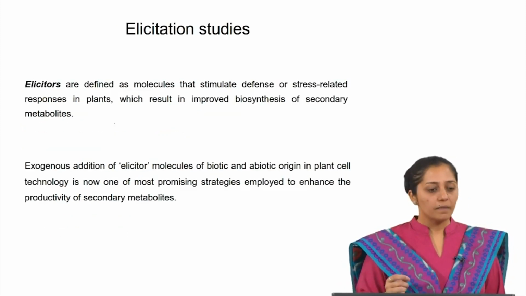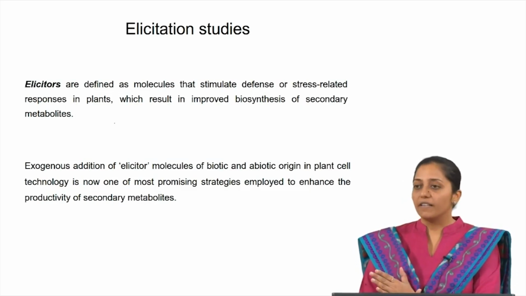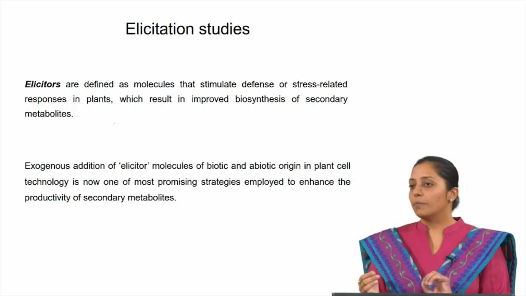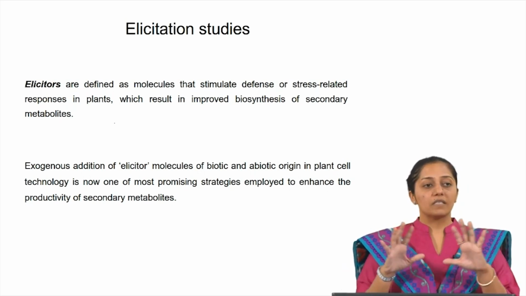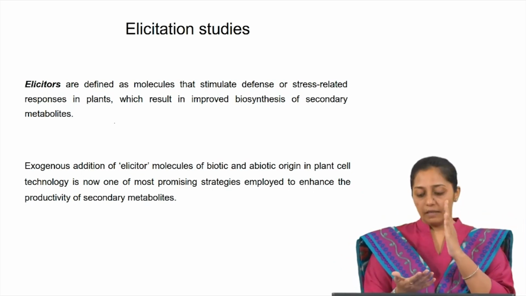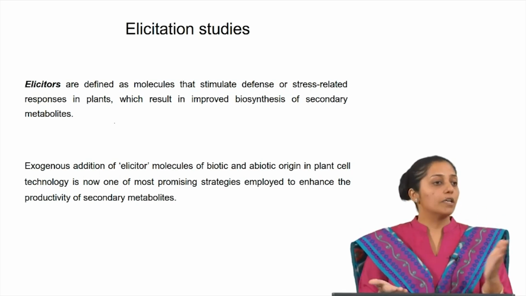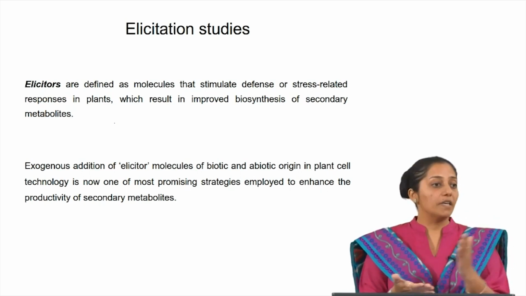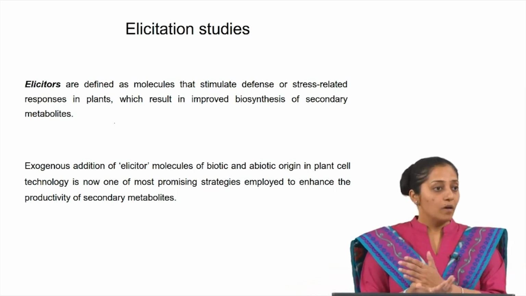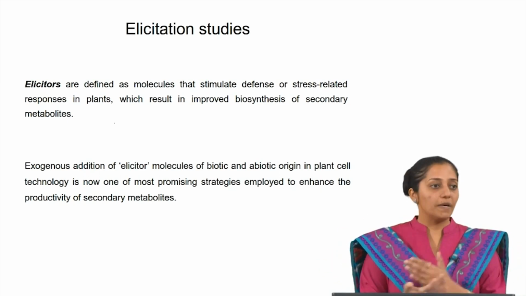Talking about elicitors, we now know what elicitors are. Elicitors are defined as molecules that stimulate defense or stress related responses in plants, which result in improved biosynthesis of secondary metabolites. So this entire thing will include all that we have studied earlier in secondary metabolism. This can include your PR proteins themselves, your signaling molecules, your pathogenic components, your endogenously produced cell wall of plant cells, or any other protein or defense related component which is produced by the plant cells.